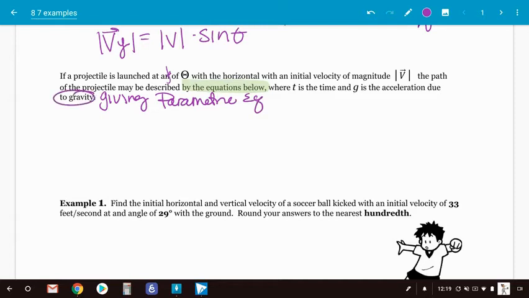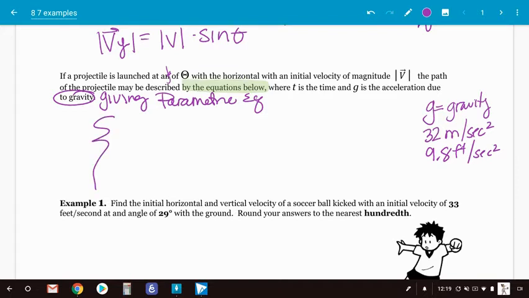And we also have to factor in gravity. So I'm going to use the letter g for gravity. If you've had physics, you might know this, that if we're working in meters, it's 9.8 meters per second squared, and if we're working in feet, it's 32 feet per second squared. And that's gravity. So parametric equations, remember, have an x and a y in terms of t for time.